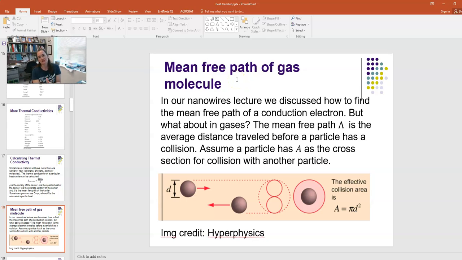Now in our nanowires lecture, we discussed how to find the mean free path of a conduction electron. But what about gases, right? So the mean free path lambda is the average distance traveled before a particle has a collision. If you assume that a particle has A as the cross section for the collision with another particle, then D here is the offset, right? So D is the diameter, and then the effective collision area would be A is equal to pi d squared. And this assumes that they have just a glancing collision with one another, where the edge of one catches the edge of the other, right? So that's the effective collision area. That's the maximum. In other words, it could be smaller than that.